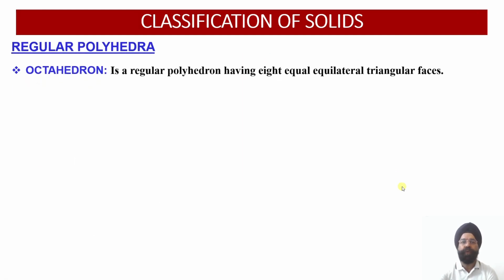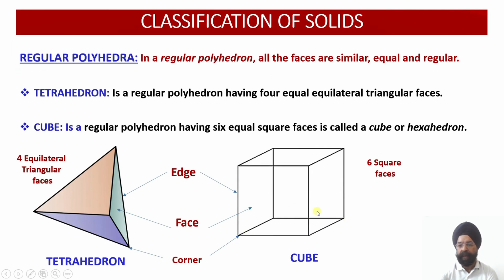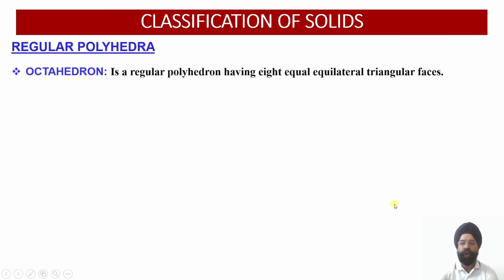Next, we have the regular polyhedra. Further examples, octahedron. The octahedron is a regular polyhedron having 8 equal equilateral triangular faces. Please see, the octahedron will have a square center over there, and 4 triangles will be joined at the apex on the top, and 4 triangles will be joined at the apex at the bottom. Similarly, 4 triangles down the side, they will be joining towards the bottom.